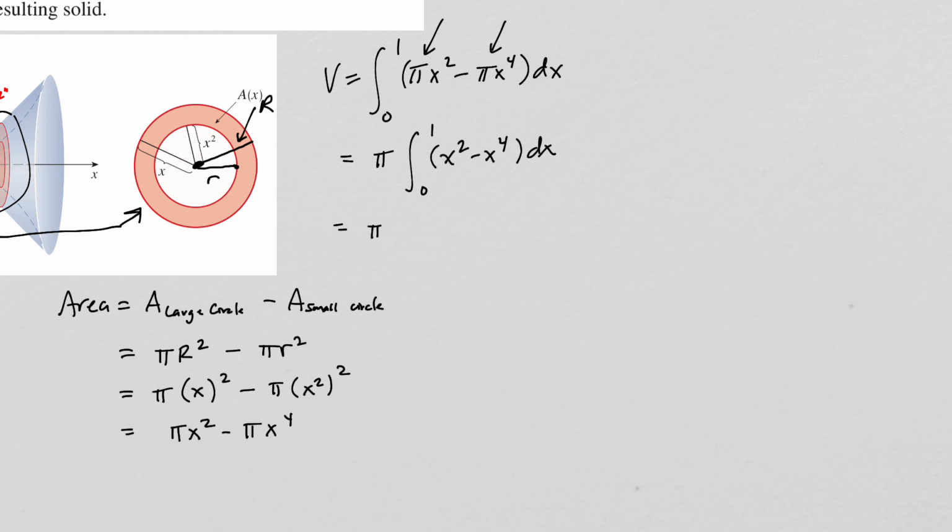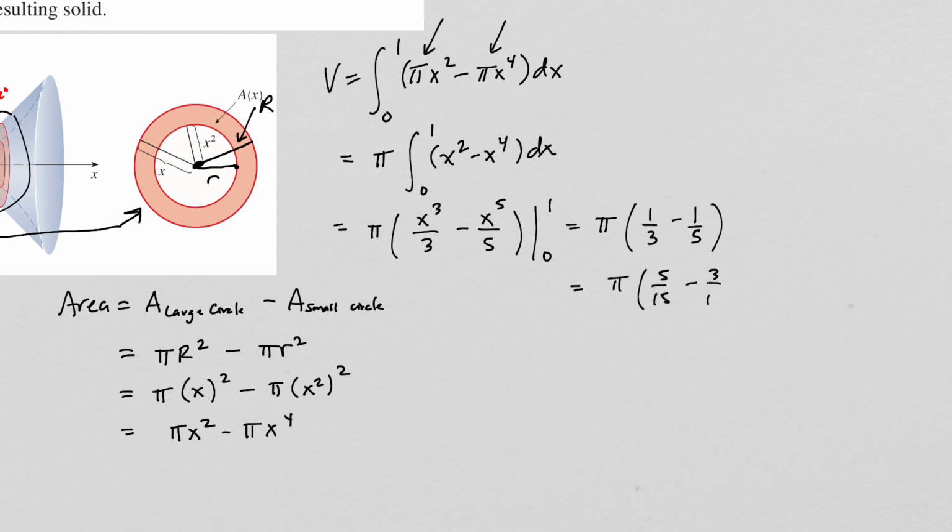And then we'll go ahead and take the antiderivative. So we get x cubed over 3 minus x to the 5th over 5, again from 0 to 1. And finally, we'll plug in 1, and I'll skip a little bit of the work here. We should get 1/3 minus 1/5. And of course, when you plug in 0, you get 0. And this is going to be pi times 5 over 15 minus 3 over 15, which is 2 over 15. And so our final answer here is going to be 2 pi over 15.